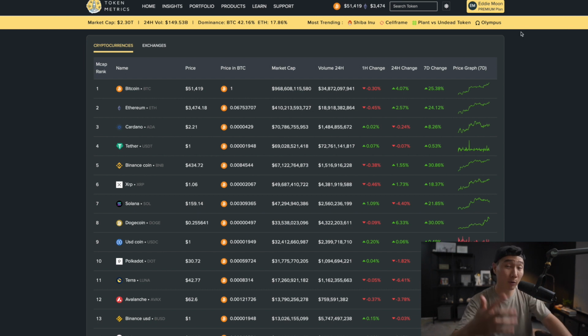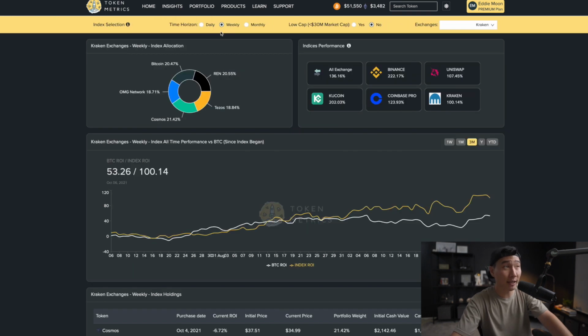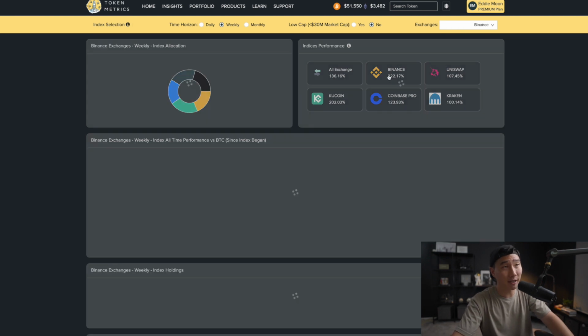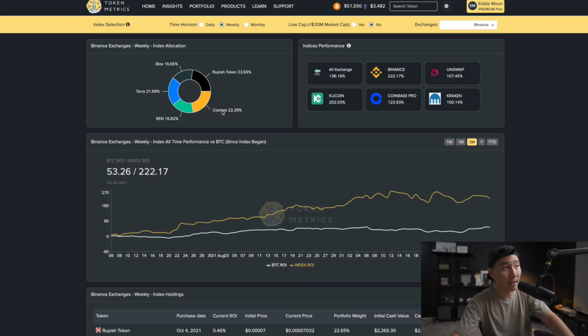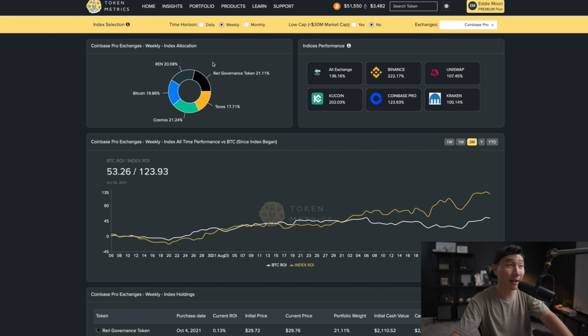Now, I use a platform called Token Metrics. I use the premium plan. It does get a bit pricey, but under Insights, there's a section called Indices. And right now it's set to weekly, which is kind of what we are doing right now. Every single week, Token Metrics recommends certain tokens to buy and trade that week. So under Binance, the exchange, it is recommending these 5 tokens here. And every single week, these change. It will also recommend a certain weight for the portfolio, and it'll be similar or different to other exchanges.